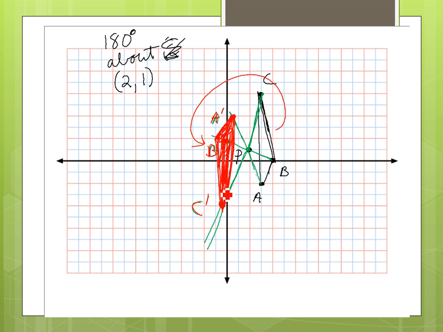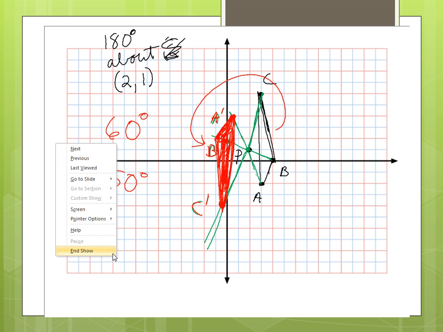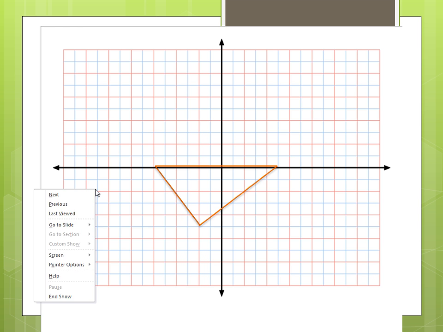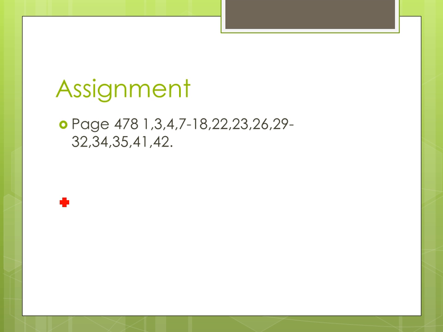So it's a little tougher if you're going around some other crazy point, and if you're using some angle like 60 degrees or 50 degrees, that makes it even a little harder still, because you've got to do a little estimation with the angles. All right, that's the assignment.